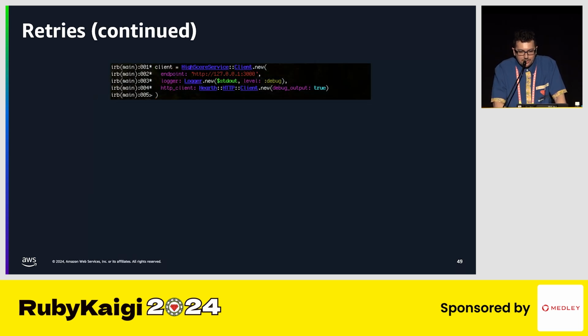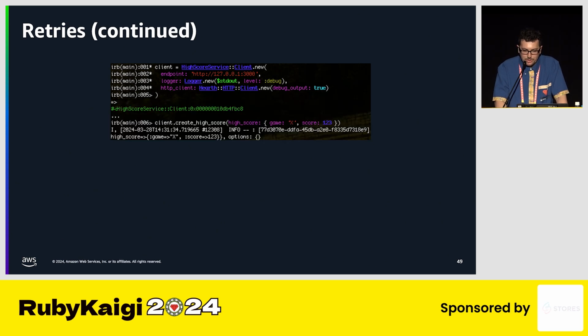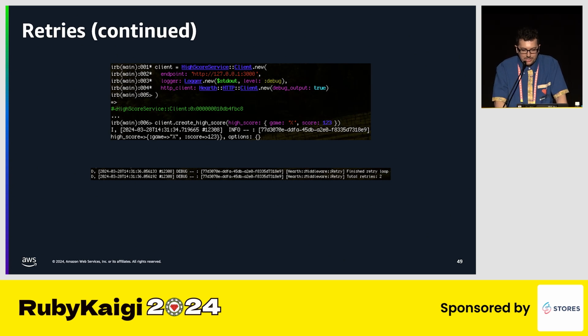Next, we set up our client. We enable wire logging so that we could see the retry count. We call create high score with an invalid game and look at our debug logs. We could see that we finished the request and that we had 2 retries, totaling 3 requests.